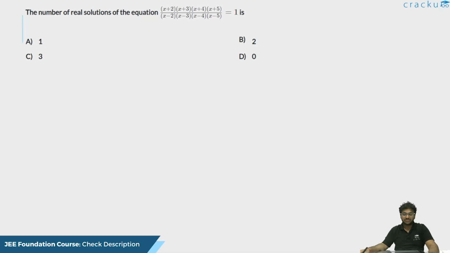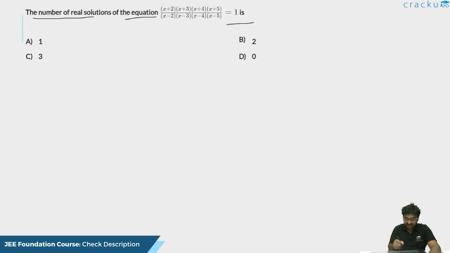Hi everyone, let us go through this question. So the question says that the number of real solutions of the equation (x plus 2)(x plus 3)(x plus 4)(x plus 5) divided by (x minus 2)(x minus 3)(x minus 4)(x minus 5) is equal to 1 is. So what we can do is find a pattern from this.